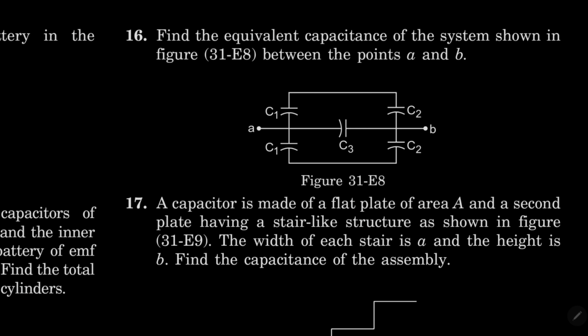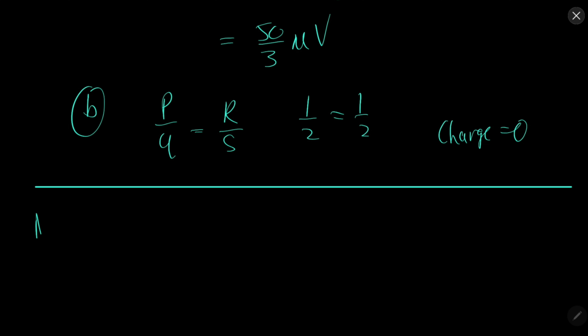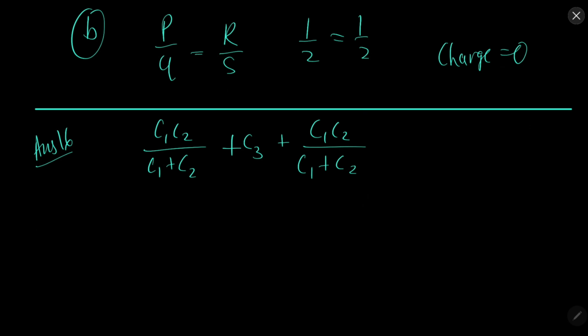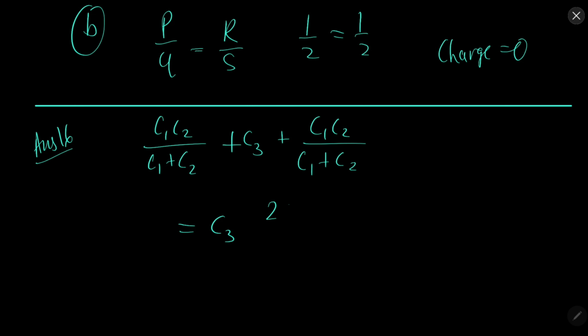In question 16, we need to find the equivalent capacitance of the system. Solution 16. C1 C2 over C1 plus C2, plus C3, plus C1 C2 over C1 plus C2. So it will be C3 plus 2 C1 C2 over C1 plus C2.